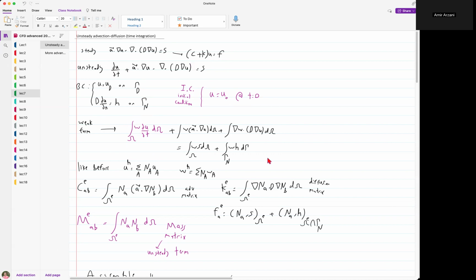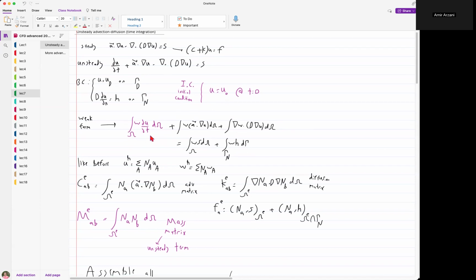So now the weak form derivation is precisely the same as before. The only addition is this unsteady term. All the other terms are the same. So you do integration by parts on the diffusion term. So you get this term and also this corresponding Neumann boundary term. And then for the unsteady term, you simply have that multiplied by the weight function. So this highlighted term here is the new term for the unsteady equation.